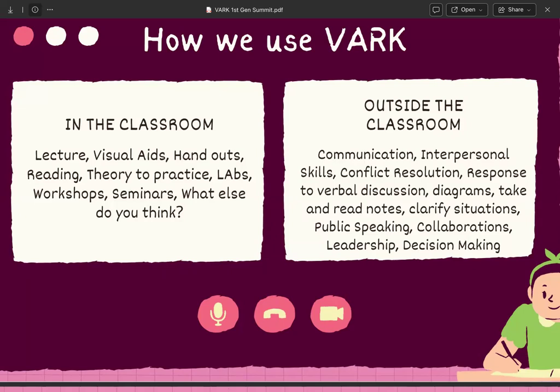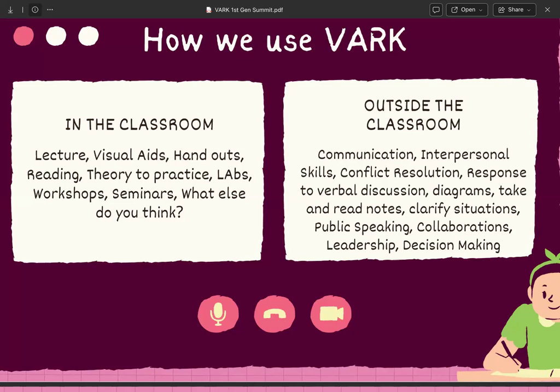How about outside the classroom? Communication and interpersonal skills can be effective and applied in all aspects of life. Conflict resolution helps make communication more effective. Some respond better to verbal discussion. Some respond better to diagrams. Some can take or read notes. Examples of how to clarify the situation.